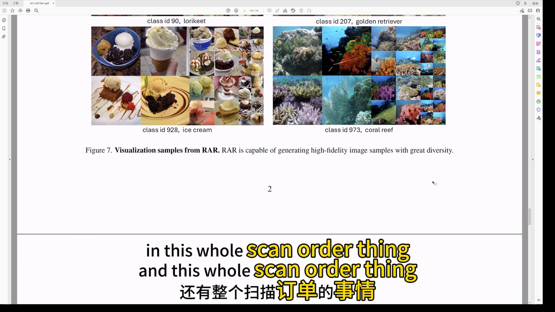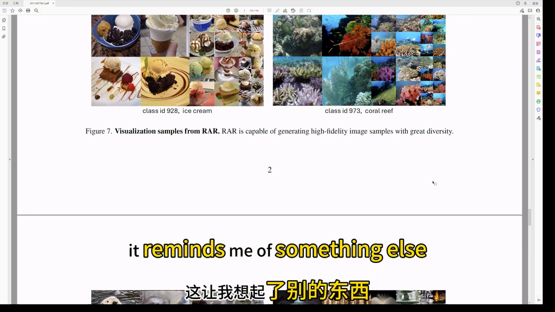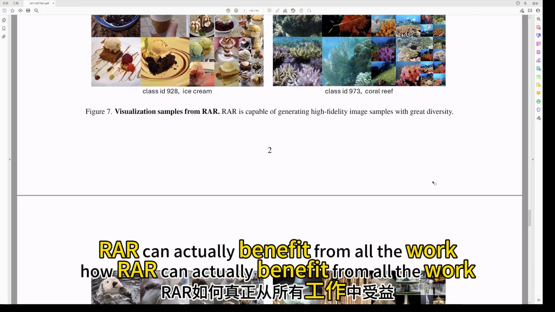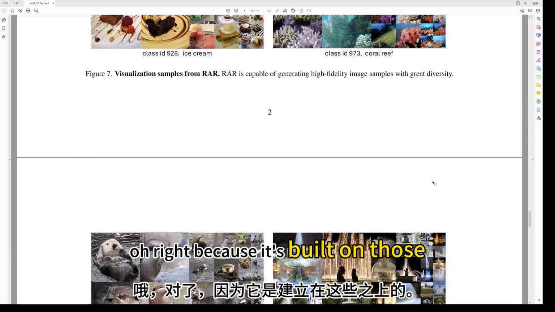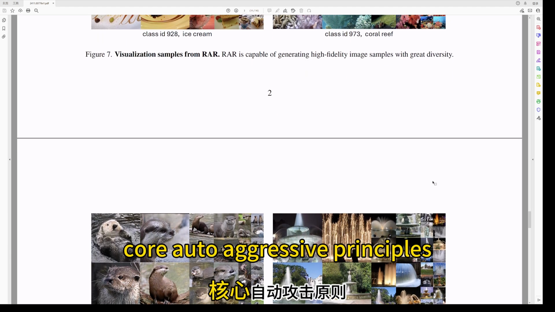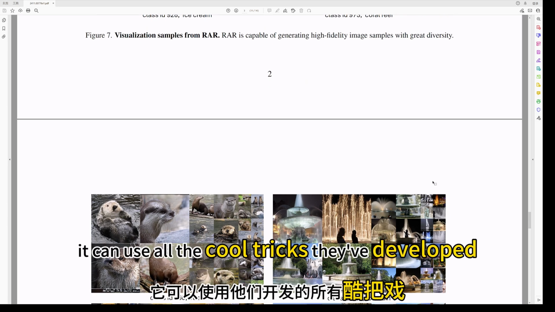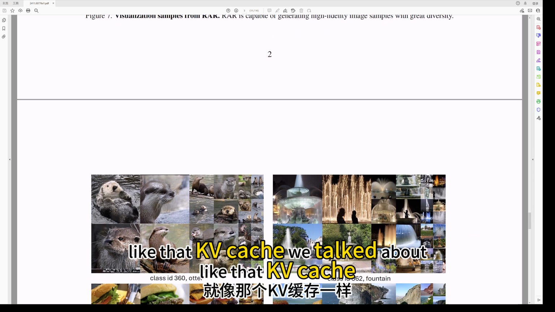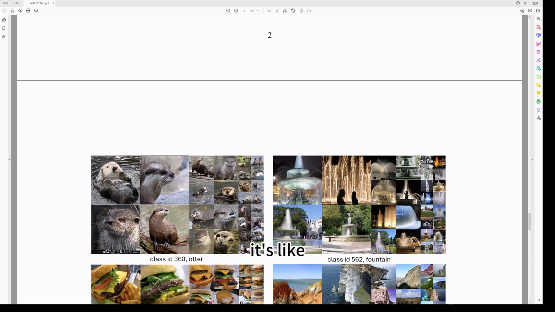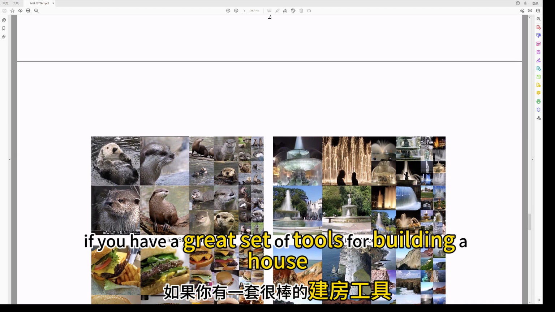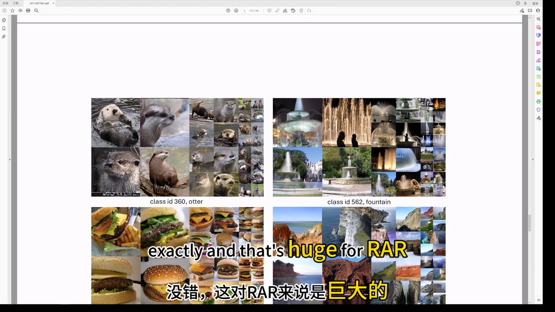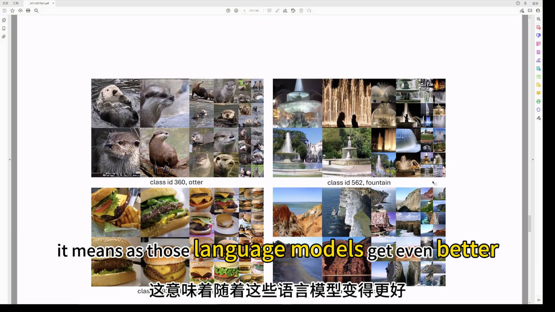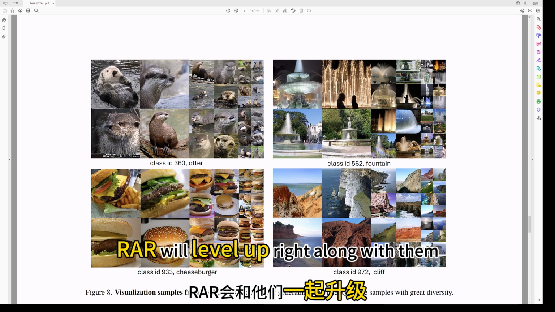You got it. And this whole scan order thing reminds me of something else the paper mentioned, how RAR can actually benefit from all the work done on those big language models. Oh, right. Because it's built on those core autoregressive principles, it can use all the cool tricks they've developed, like that KV caching we talked about. It's like if you have a great set of tools for building a house, you could probably use them to build a spaceship too, right? Exactly. And that's huge for RAR. It means as those language models get even better, RAR will level up right along with them.